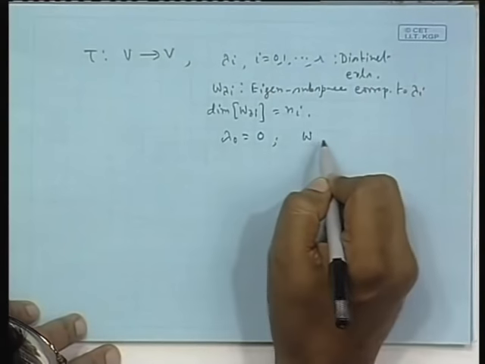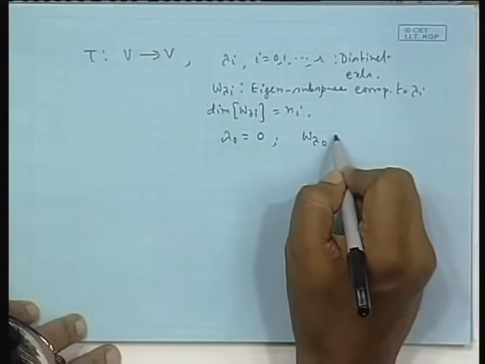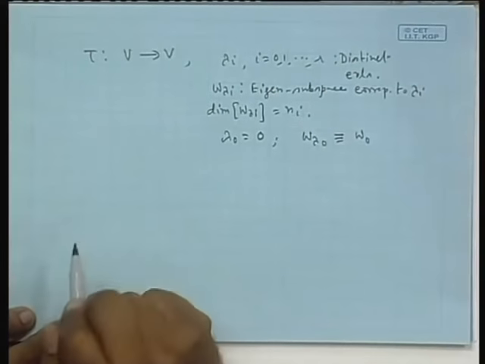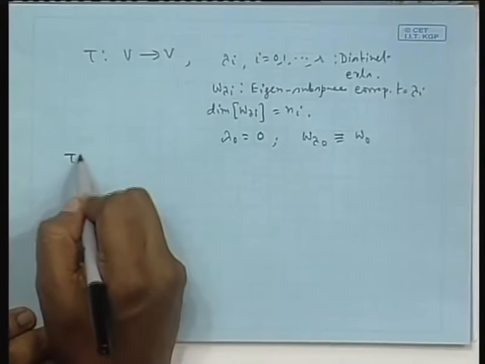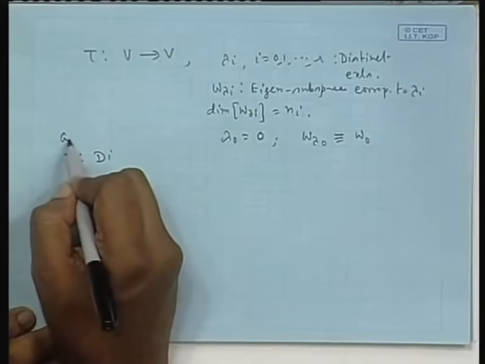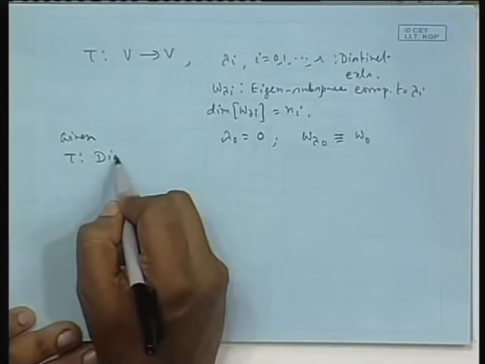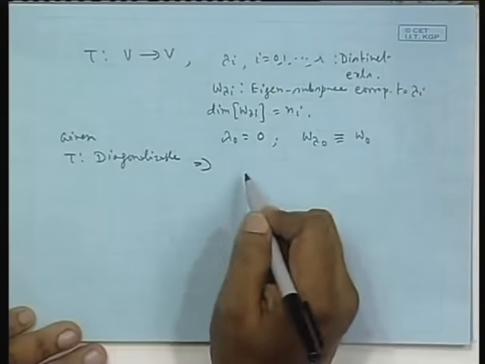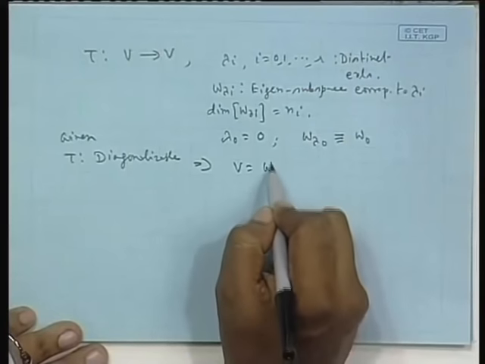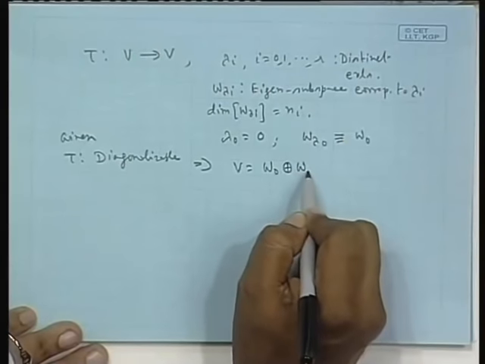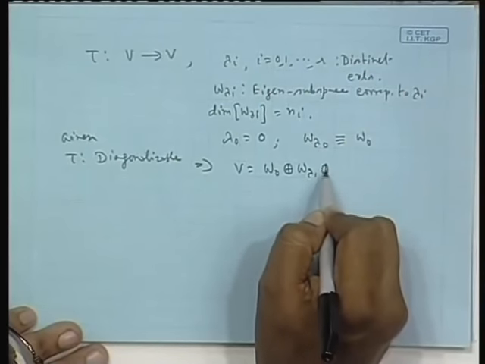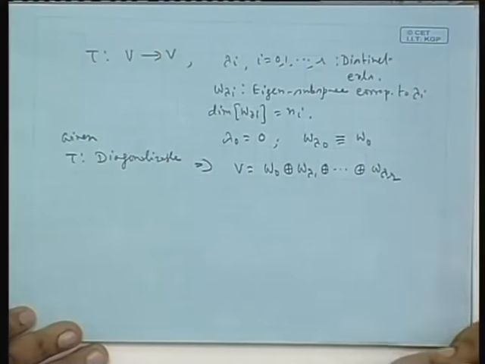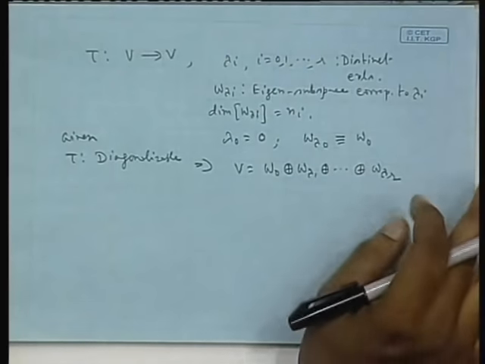Also W lambda 0 is 0, which we then denote as W 0. Given T is diagonalizable, meaning V is W 0 direct sum W lambda 1 and so on up to W lambda r. Okay, this is what is given.